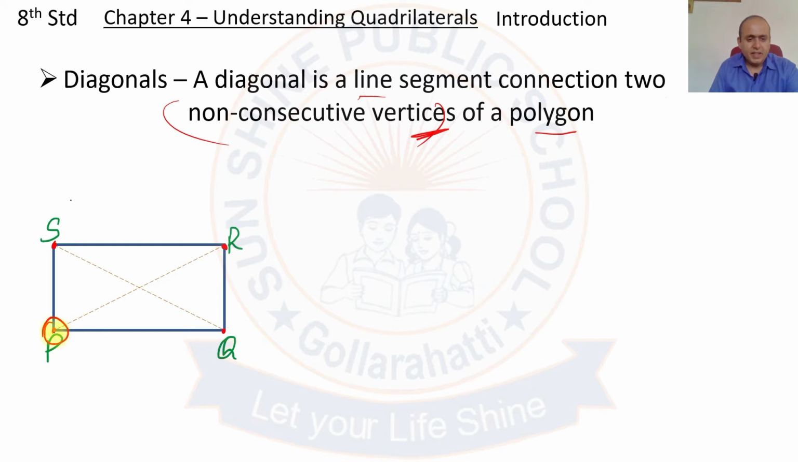So P ಇಂದ Q ಗೆ ನಾವು ಲೈನ್ ಡ್ರಾ ಮಾಡಕ್ಕಾಗಲ್ಲ because they are consecutive points. And again from P to S also we cannot draw a diagonal. It is called consecutive points. So therefore we can draw from P to R. P to R is called a diagonal because these two points are non-consecutive vertices. Here P and R are non-consecutive vertices.